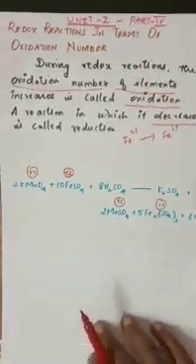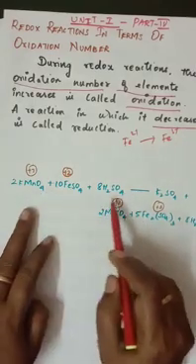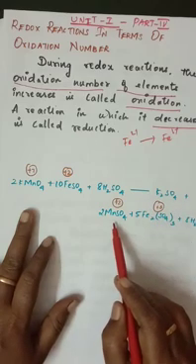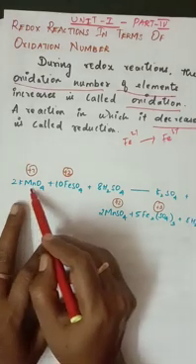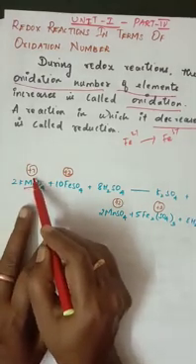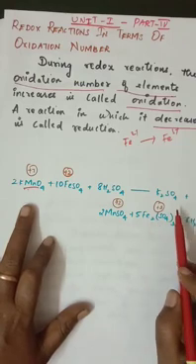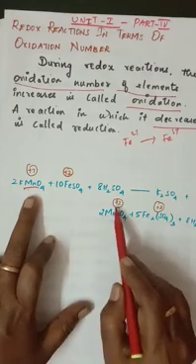We can see one example. So 2KMnO4, potassium permanganate, and ferrous sulfate, treated with sulfuric acid, give potassium sulfate, manganese sulfate, iron sulfate, as well as water. Here the manganese oxidation number is +7, and on the right side it becomes +2.